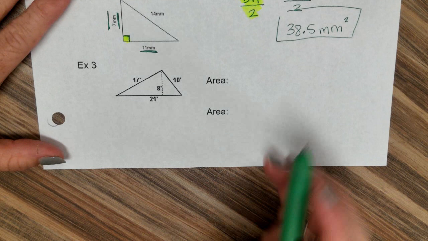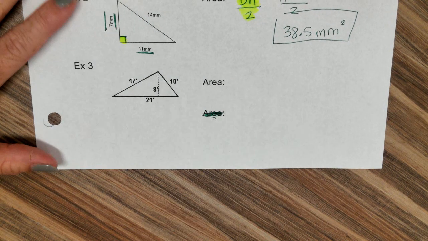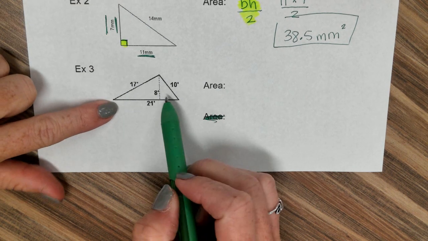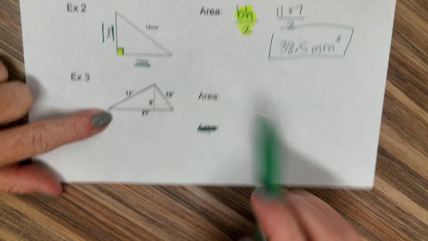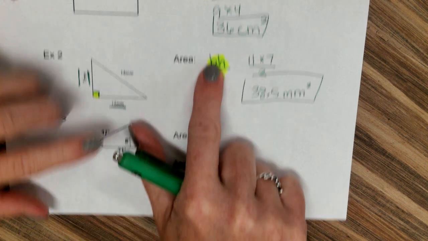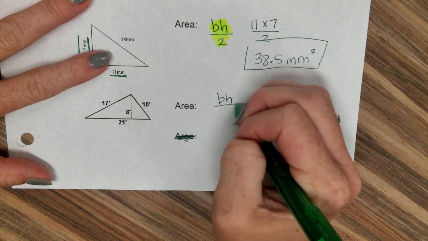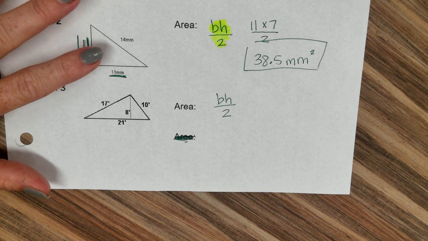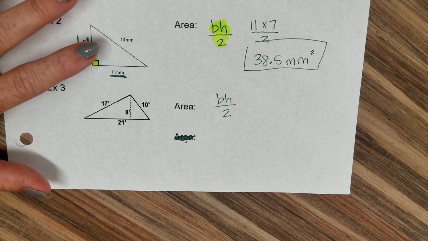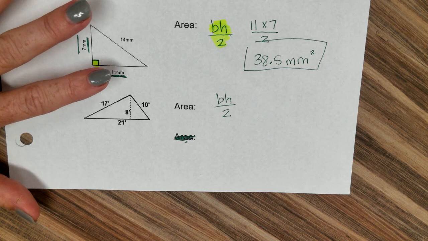All right, I did not mean to write area twice. That was a typo. What kind of shape is this? A triangle. So is the formula the same? So write it. Base times height divided by 2. This is from 6th grade, yes?